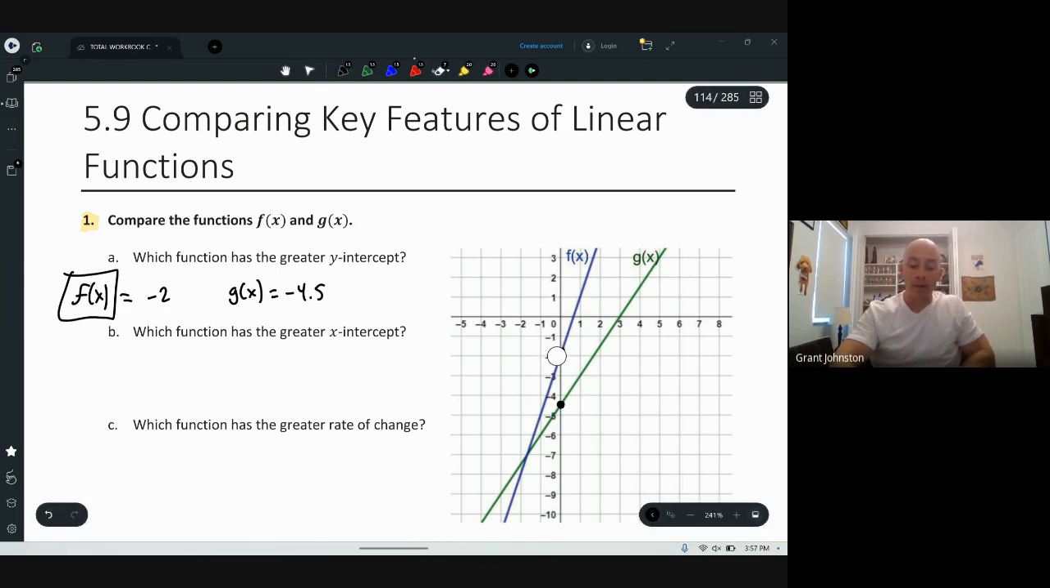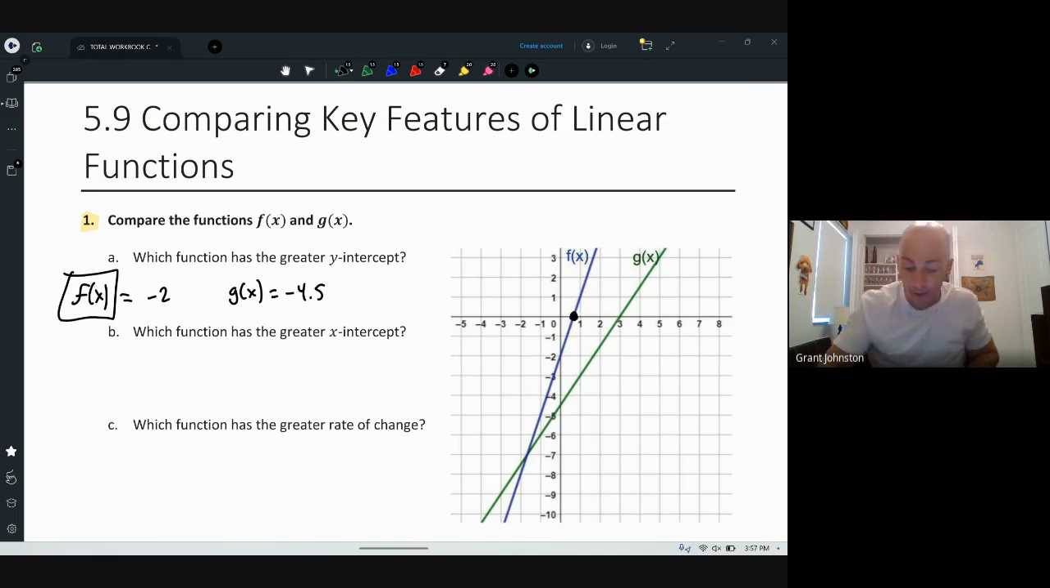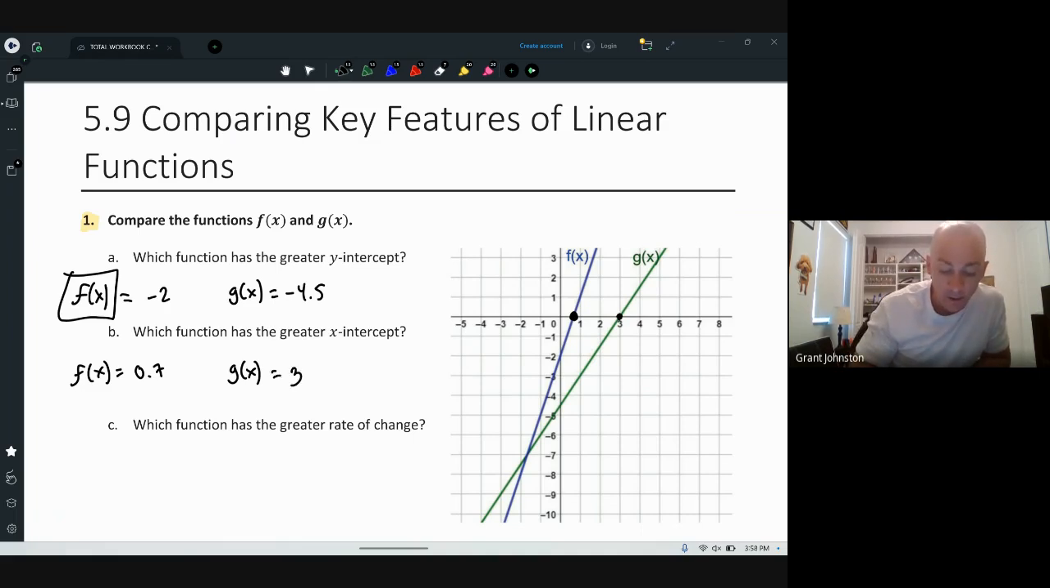So now let's compare the x-intercepts. So for f of x, the x-intercept seems to be around here. Now, I don't know exactly what that is. It looks more than 0.5. Let's just estimate that as 0.7 or something. So it's about 0.7. And then for g of x, it looks to be at 3. So obviously, g of x has a bigger x-intercept.